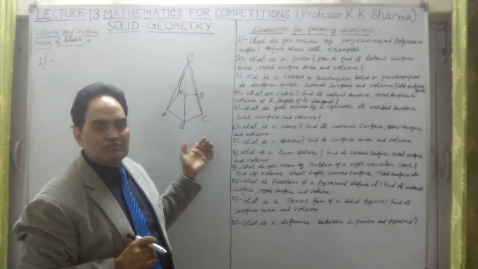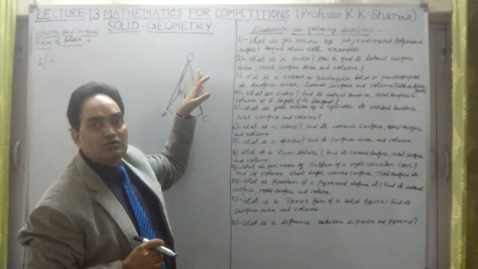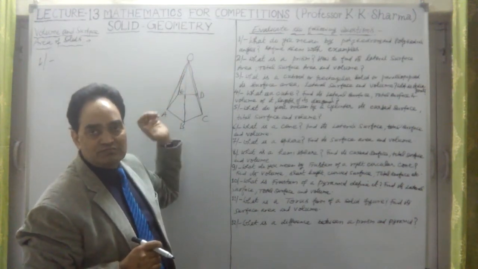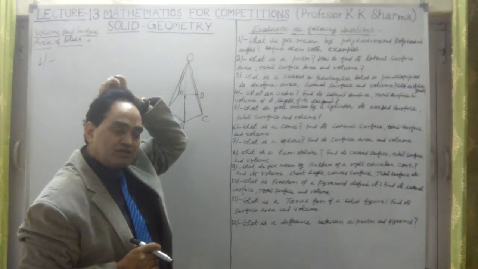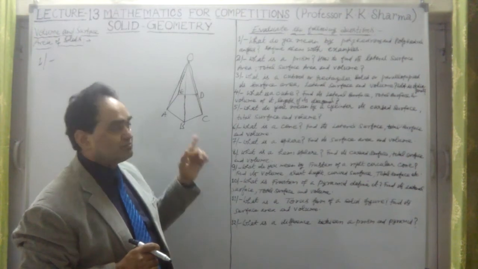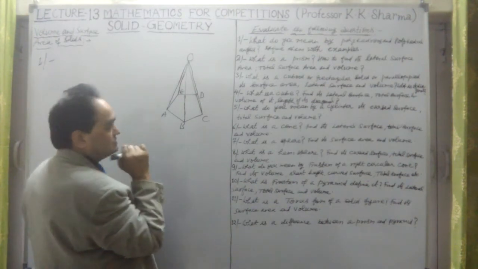Polyhedron means when it's having a number of angles. This is known as polygonal also. Polygonal shape, polyhedral. This is known as polyhedral. If its base is a triangle, for example, then it's known as polyhedron or trihedral.